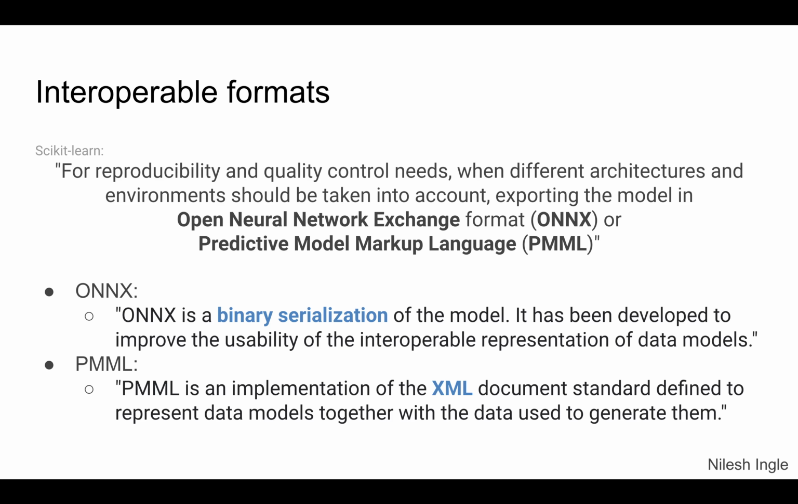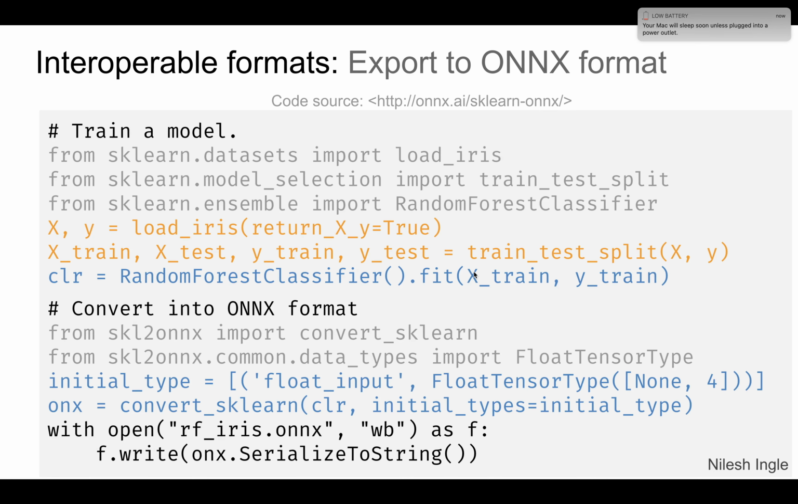Now, to allow the models that are trained in Scikit-learn to be used in other formats, Scikit-learn does offer two ways to export the model. One is Open Neural Network Exchange, ONNX, and another one is Predictive Model Markup Language, PMML. So with these two methods, we can see how they are implemented.